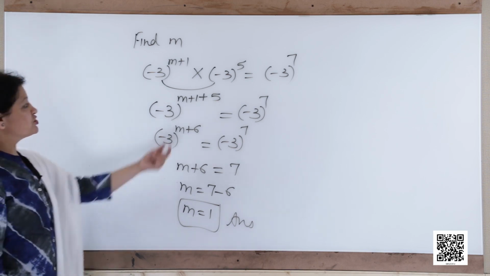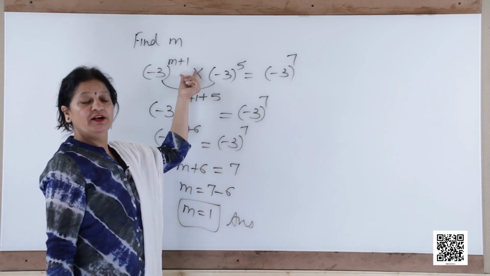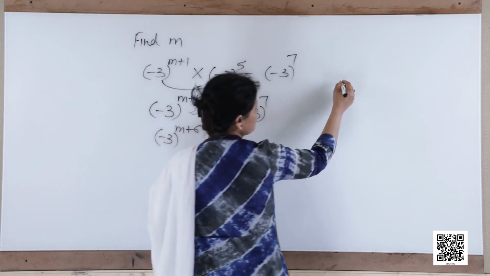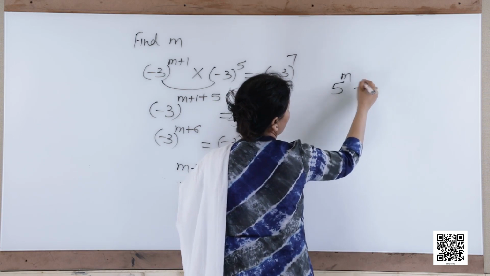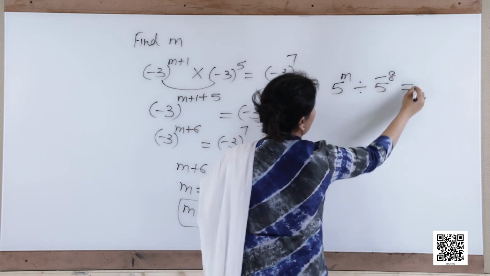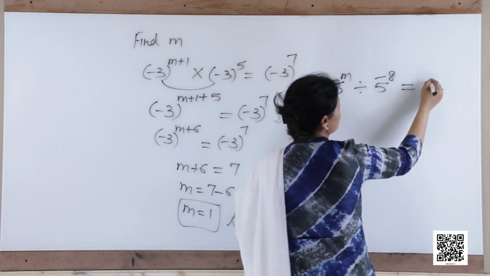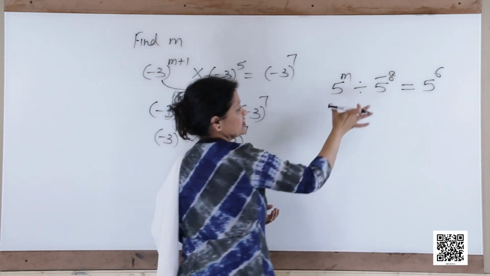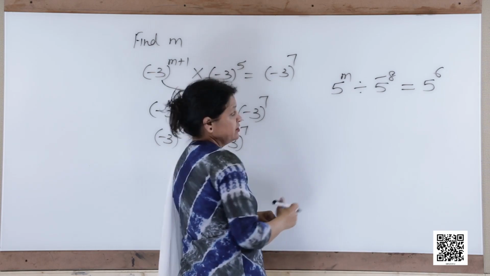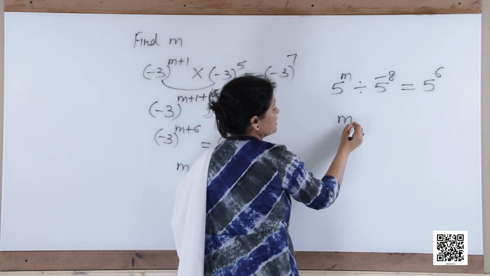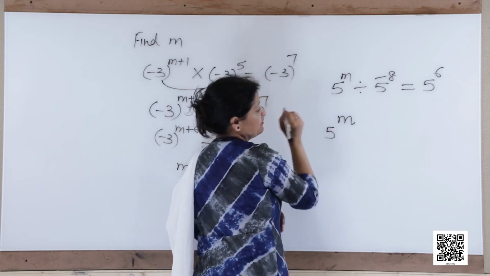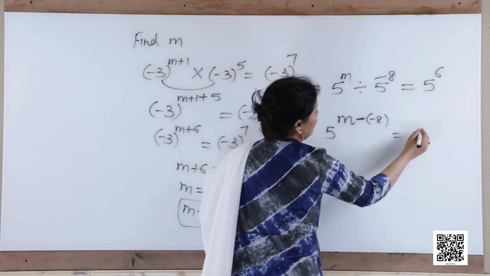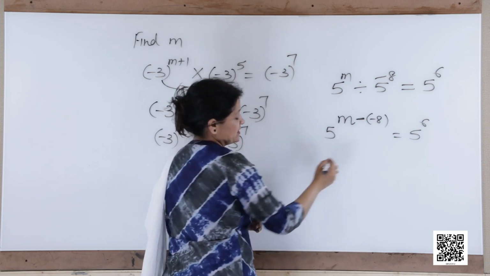You can get this question where in place of this multiply, you can get a negative sign. For example, 5 raised to the power m divided by 5 raised to the power minus 8 is equal to 5 raised to the power 6, suppose. Now, again you can check that. Base same, divide sign, so powers will be subtracted. That means 5 raised to the power m minus 8, and that is 5 raised to the power 6.